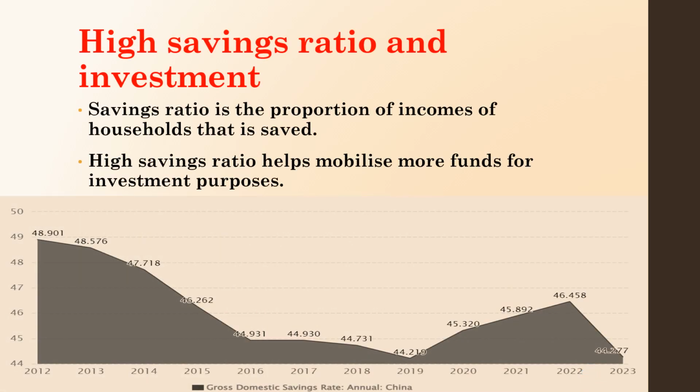High savings ratio and investment. The proportion of incomes of households that is saved is called savings ratio. Investment is the purchase of capital goods, e.g., machines and equipment. High savings ratio means that an economy can mobilize more funds for investment purposes. High investment leads to high national output. As a result, there will be enough goods available for exportation, which may cause a current account surplus.